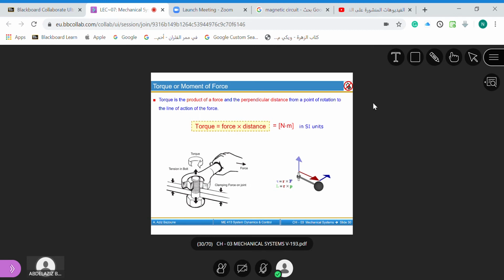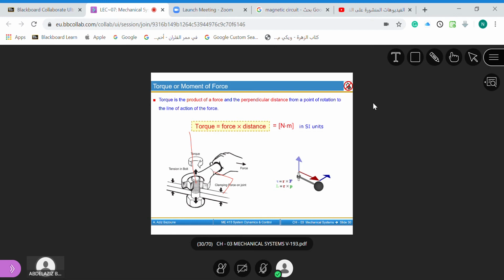The torque, or moment, is produced by the product of a force and the perpendicular distance from a point of rotation. So the torque will be equal to force times distance. Normally this torque is a vector quantity. But since here, this is the dot product, it's the cross product, sorry, the angle should be 90 degrees, as you can see here. And the torque is perpendicular to the plane of action here, as you can see.